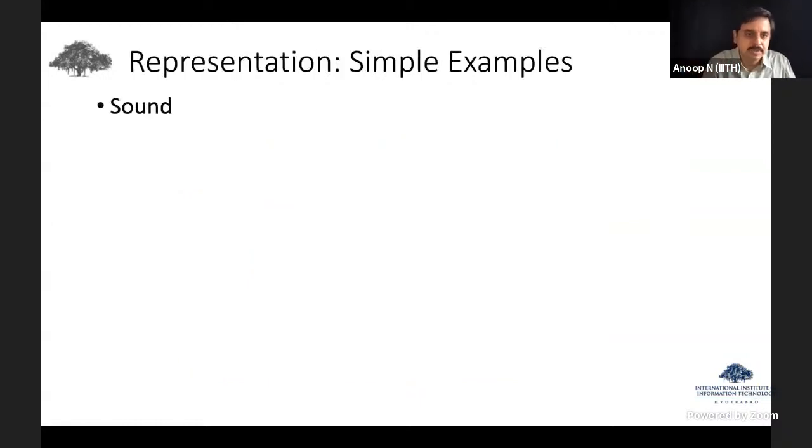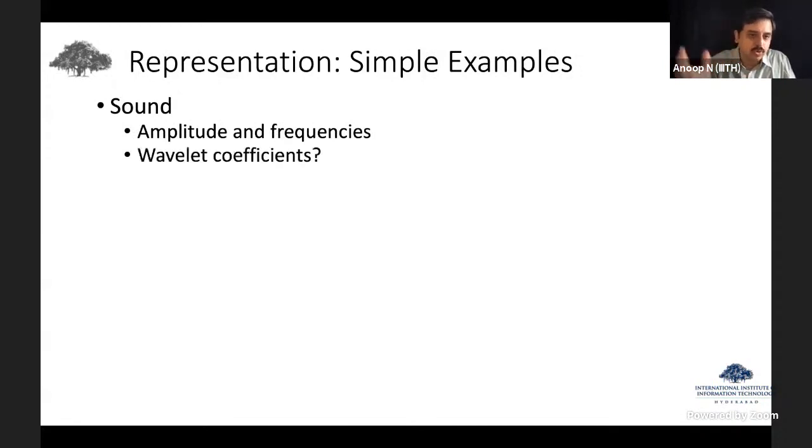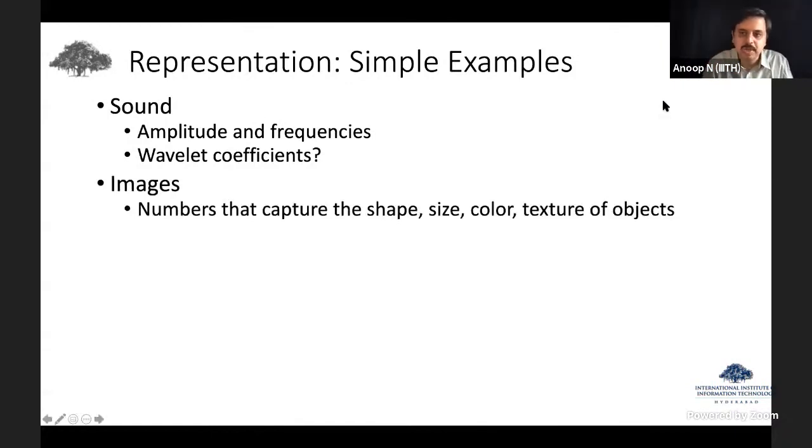So some simple examples. If the input is sound, like a word, how do we represent it? Maybe the amplitude and frequencies can be measured, and that could form the numbers. Or you could do something more complex, like, if you have done your signal processing, then wavelets, coefficients of those wavelets that can fit it, MFCC are examples of that. Images are given to you. What can you do? Well, you need to extract some kind of numbers that would capture the shape, size, color, or texture, or some property of the objects.